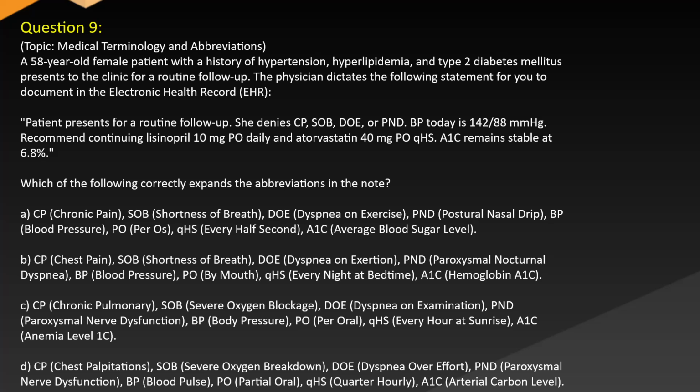B. CP, chest pain; SOB, shortness of breath; DOE, dyspnea on exertion; PND, paroxysmal nocturnal dyspnea; BP, blood pressure; PO, by mouth; QHS, every night at bedtime.